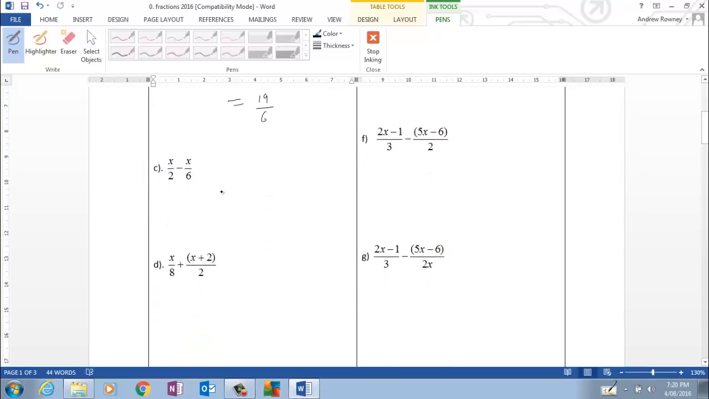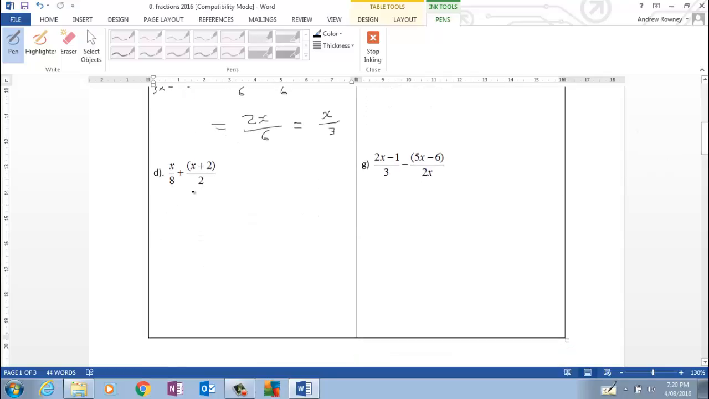Next one, we can get them both to be 6 because 2 can easily multiply by 3 to get that number, so times 3, and the top is times 3. So that will give 3x on 6, take x on 6, which is 2x over 6. That could be cancelled down to be x over 3, because you could divide the top by 2 and the bottom by 2.